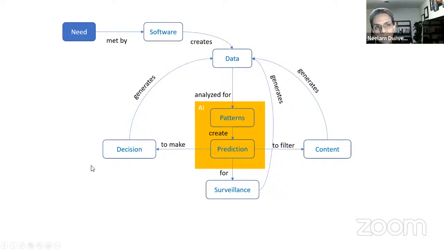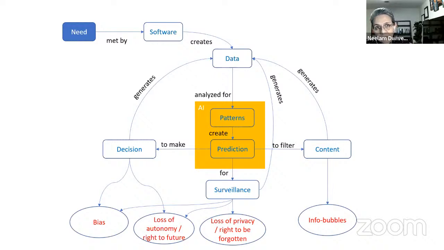Now, what is the problem here? This all is good. This is what data science phenomena is for the most part, especially where the social sciences, behavioral sciences are involved. But the problem lies in the outcomes or the side effects. What are the side effects? Our decisions become biased.